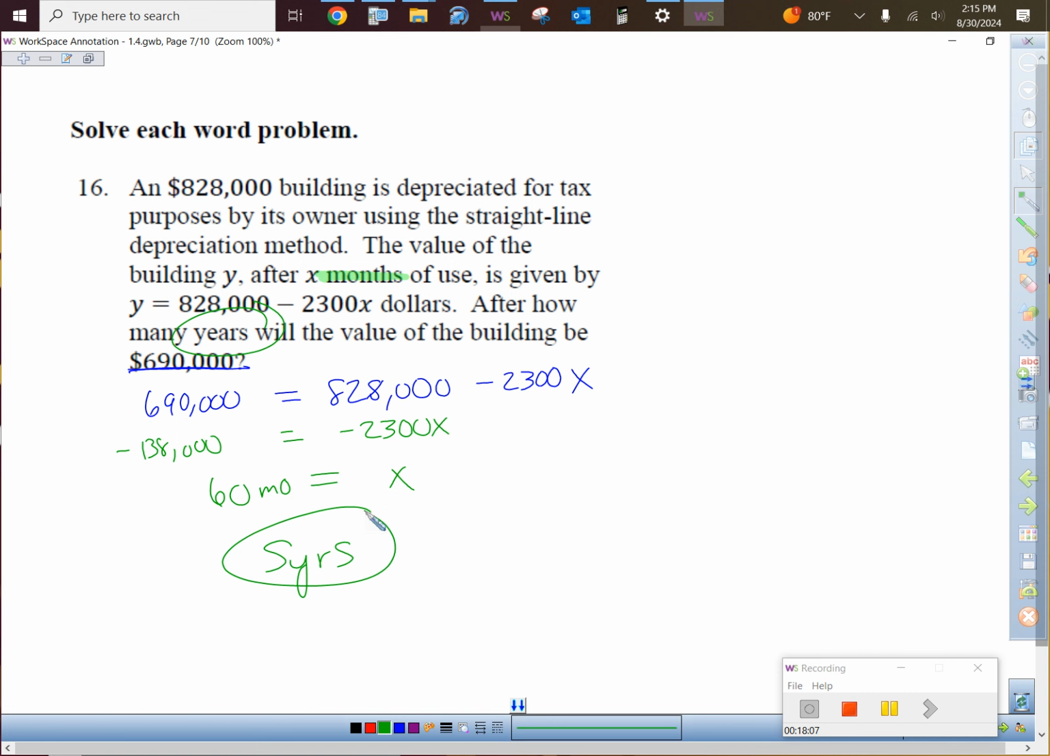Please don't say x equals 5 years, because x does not equal 5 years. X equals 60, because x is in months, right? But the answer is 5 years. So please don't get frustrated. Or if you think that you did something wrong, maybe you did nothing wrong, you just didn't read for detail on the wording of it, right? So we did all our algebra correctly.